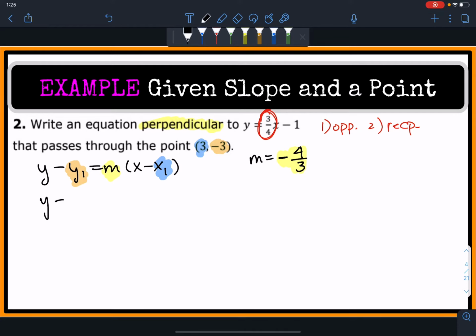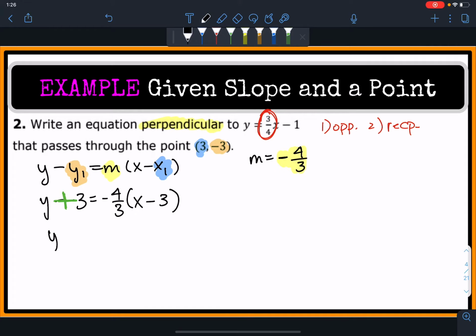So I write y minus my y1 value, which is -3, is equal to our m, which is -4/3, times x minus our x1 value, which is +3. Now, just like in the previous example, since I'm subtracting a negative value, that is the equivalency of adding a +3. So I'm just simply going to make this into +3. So y +3 instead of y minus -3. Now I don't have to worry about this because here I'm not subtracting -4/3. I have -4/3, and I'm going to distribute that into the parentheses of x minus 3.